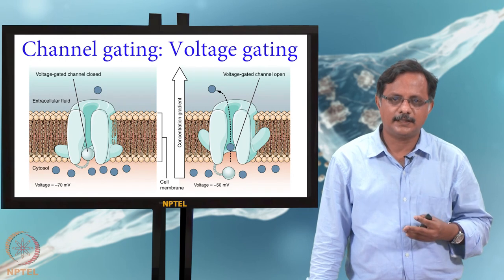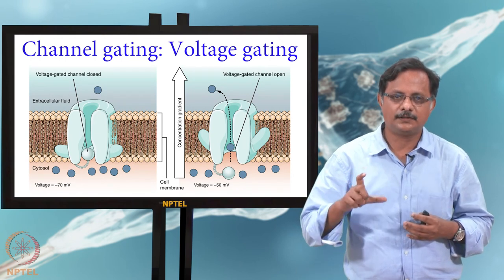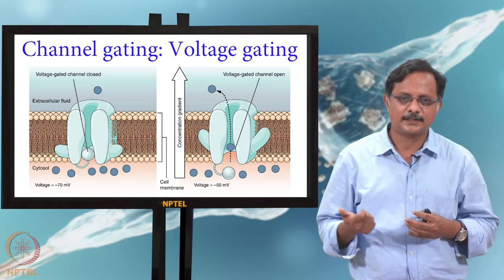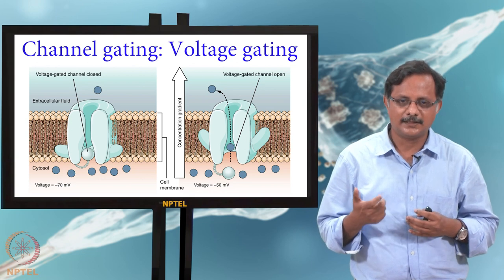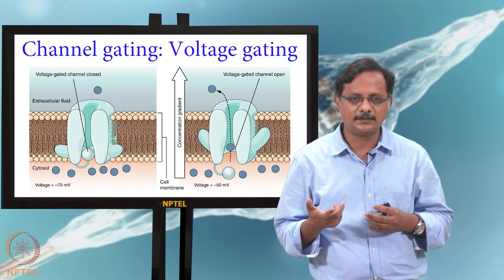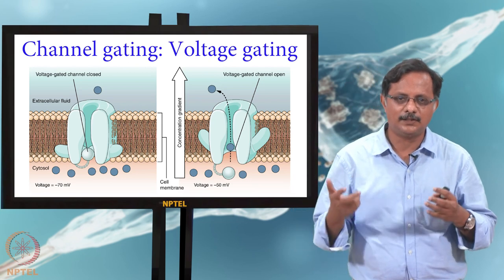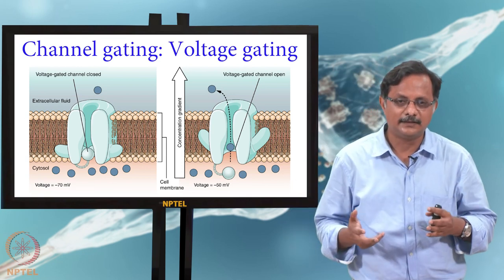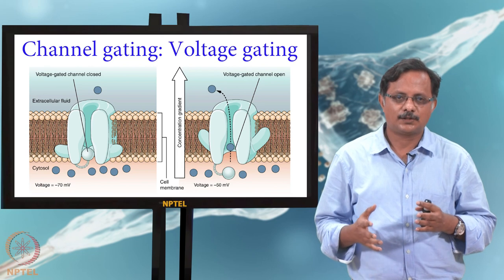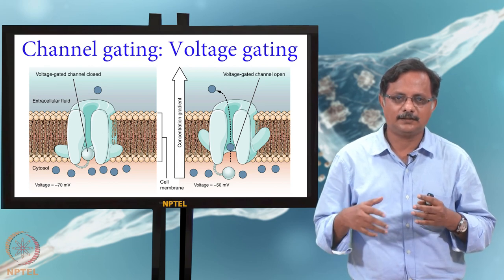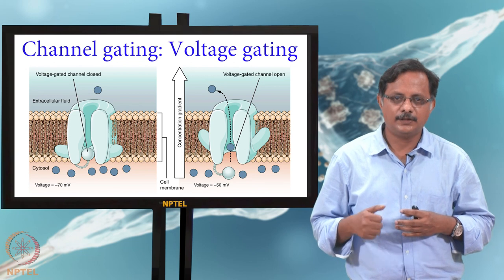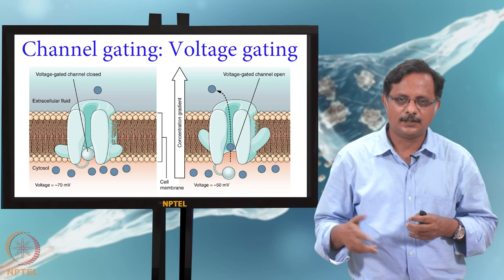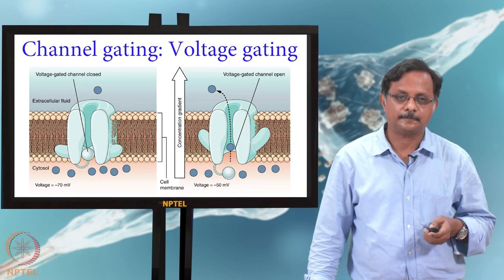There is something called voltage gating, where by changing the membrane potential, you can change the open or closed state of the channel. For example, in this slide, you can see on the left a channel is closed. You can see a ball-like structure blocking the passage, and there is also a chain there. Actually, this is only a pictorial representation. In a real channel, you do not have balls and chains; it is just a conceptual representation. On the left side, you see a channel which is blocked, and the ions are not able to go through. Then you increase the voltage, and that opens the channel, and the ions are able to pass. This kind of gating is called voltage gating.